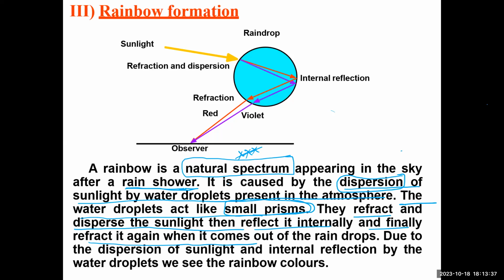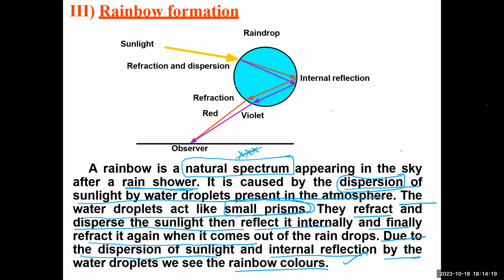First, the light travels into the water droplet. The refracted ray will be there inside. Then after that, the reflected ray comes out. The ray which comes out of the rain droplet is called an emergent ray. That emergent ray acts as a spectrum, the Vibgyor colors that come out of the rain droplets. Due to the dispersion of sunlight through the water droplets, and also the internal reflection taking place over here, we see the rainbow colors.